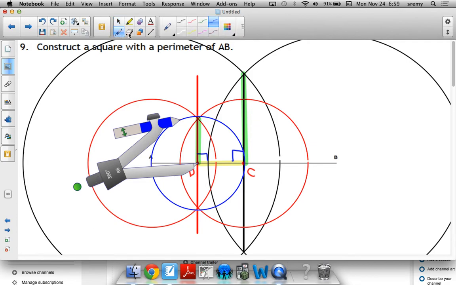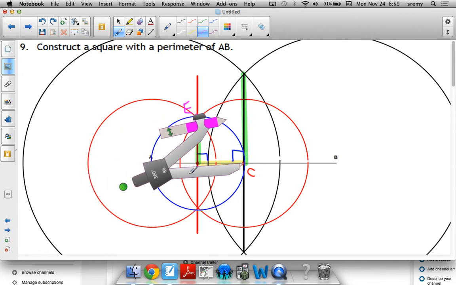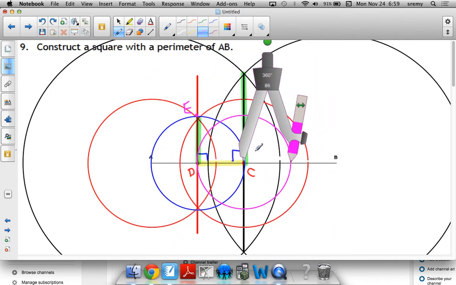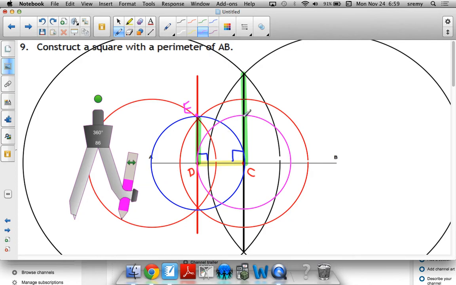That just created this point where the blue and the red intersect. Okay, let's call that E. We need the same thing over here. We want that height to be the same as that height. All right, so we have some of that. Let's call this F. And now we have our square.